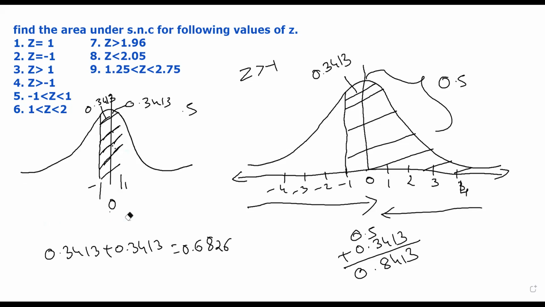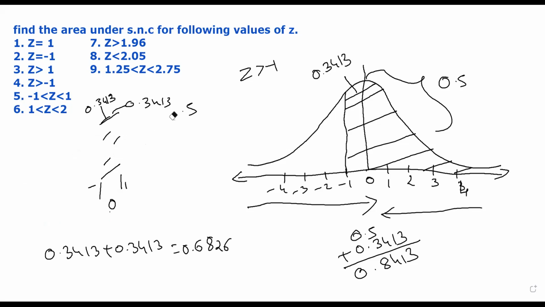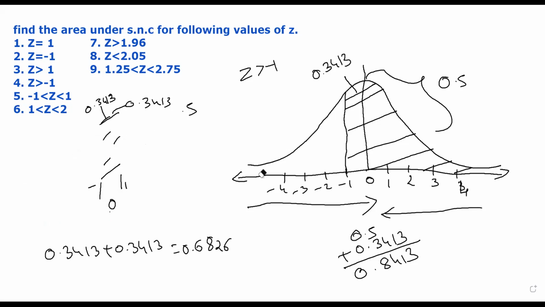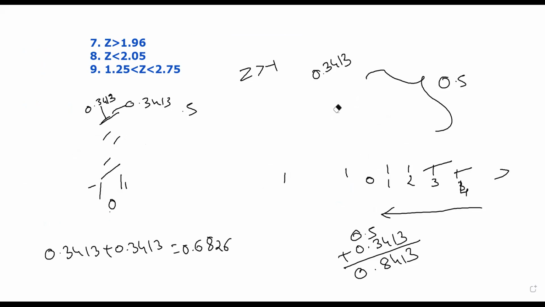Now let us go on to the next one. That is area between z is equals to 1 and 2.